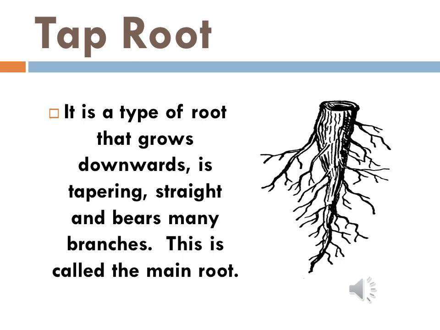So when you uproot some plant and you see that there is a single dominant root, a centrally dominant root, which is going downward, and from that root some lateral hair-like roots are growing, then you can say that that root is a tap root.